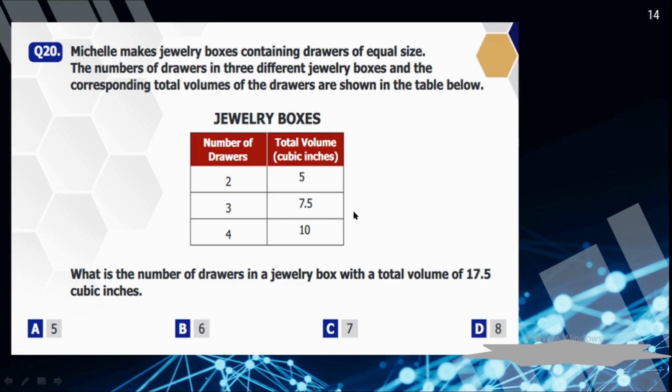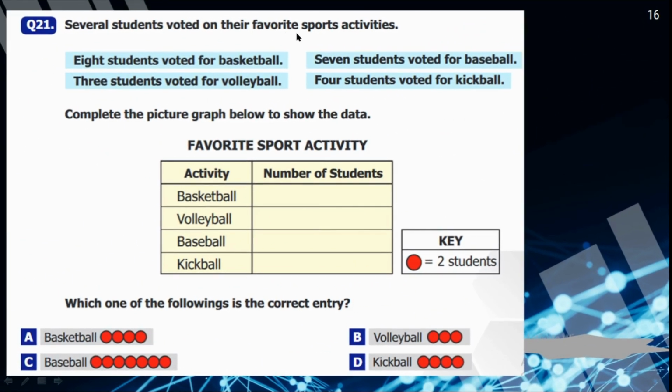So the volume is already given in the chart. We need 17.5 in total. So that's why we will add 7.5 and 10. That will give us the required answer, which is 17.5. Similarly, we will focus on the number of drawers now because we added these two numbers. Similarly, we will add corresponding number of drawers. So 3 plus 4 is equal to 7. So C is our answer.